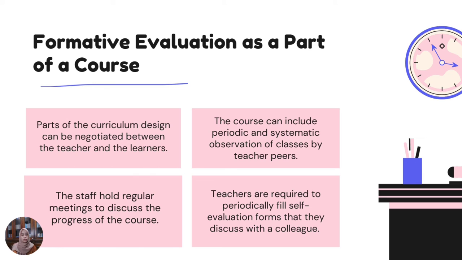The second is that the course can include periodic and systematic observation of the class by the teacher's peers. So the teacher can observe the students while teaching and learning in the class, and they may discuss it with their peers. The third is that staff hold regular meetings to discuss the progress of the course. And the last is that teachers are required to periodically fill in self-evaluation forms that they discuss with their colleagues. So the teacher can use these self-evaluation forms to evaluate themselves, and they can discuss it with their peers.